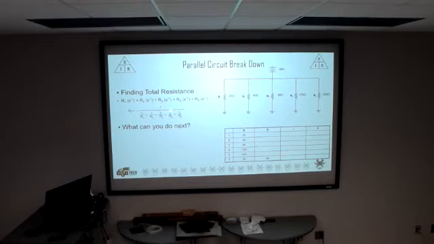Or you could take 1 over resistor 1 plus 1 over resistor 2, so it's a longer way. This way it's just faster on the calculator. I'll look up the calculators when we get done with this. Everyone can hopefully get one of them to do this.